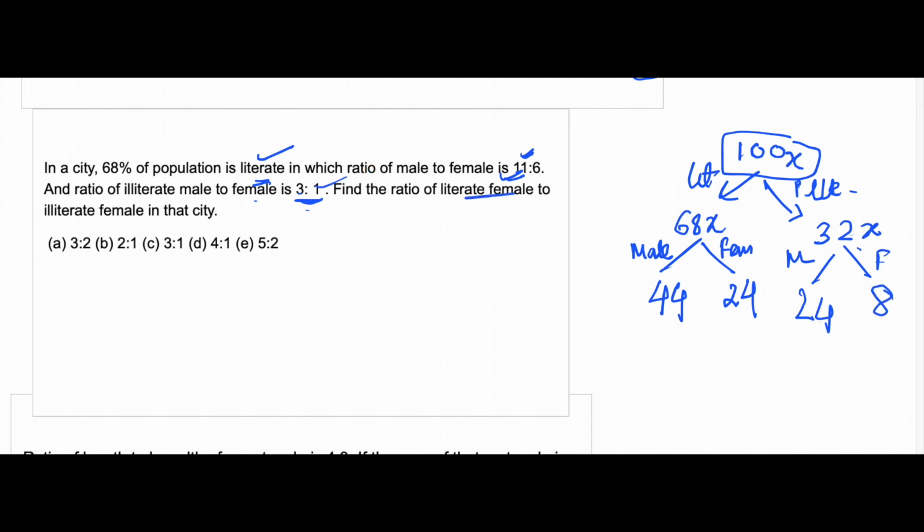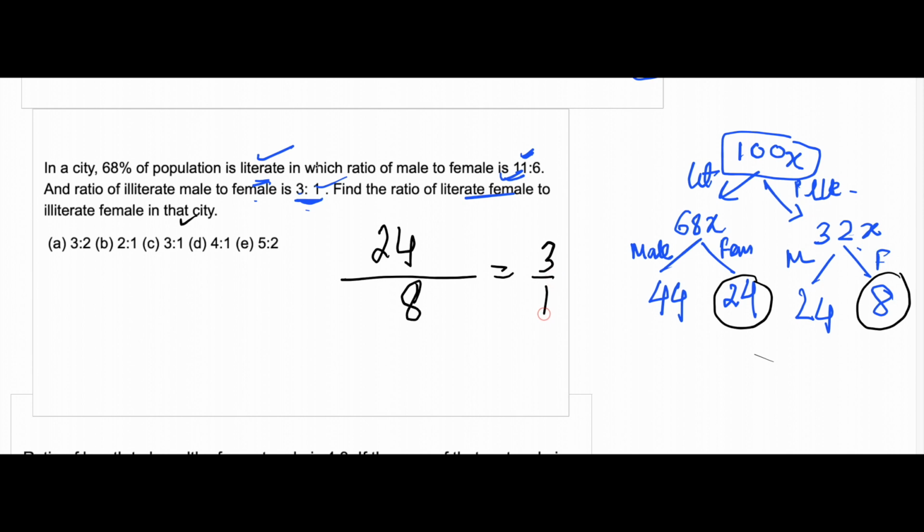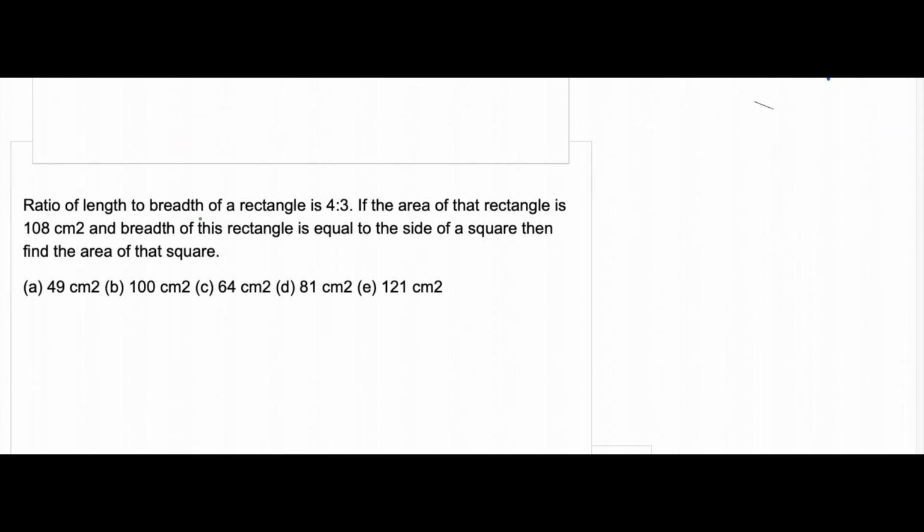Literate female is 24 and the illiterate female is 8. 24 by 8, so 3 by 1 is the answer. Option C. Next question. The ratio of the length to breadth of a rectangle is 4:3.